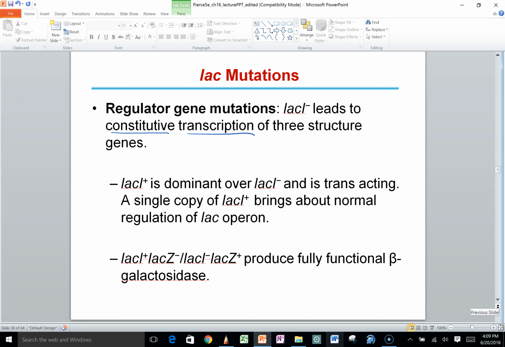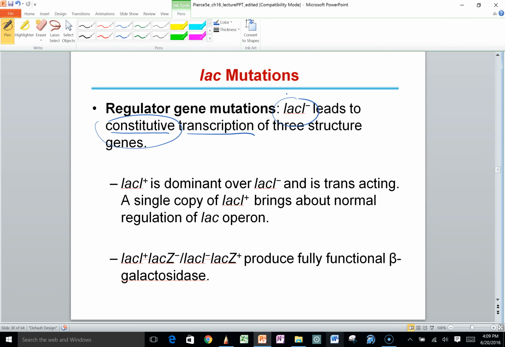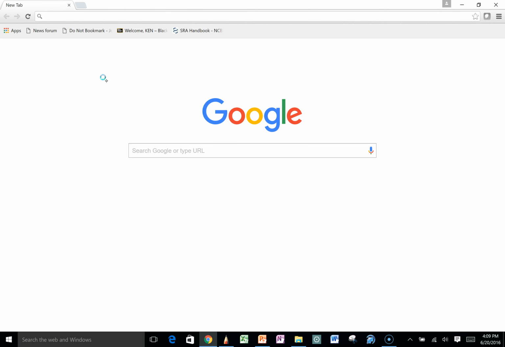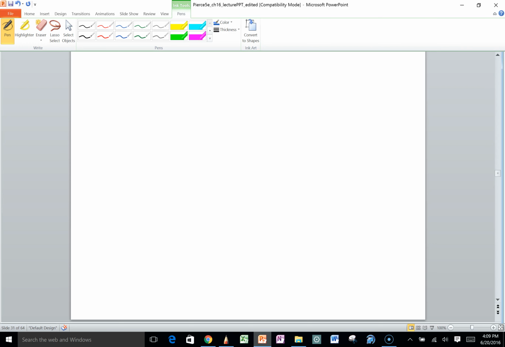So now we want to explain these constitutive mutants. And the first type of constitutive mutant, and again, constitutive means that the gene's on all the time, is LAC-I minus. I keep leaning on buttons, I apologize. So now we're going to add to this story. We're going to have an I minus, and I'm just going to go ahead and put everything in here. So we're going to have an I minus, a wild type promoter, a wild type operator, wild type Z plus, wild type Y plus. We're not going to worry about A because we're not going to measure that one. And then we can measure beta-galactosidase or permease, and we can measure it in the absence or presence of lactose.